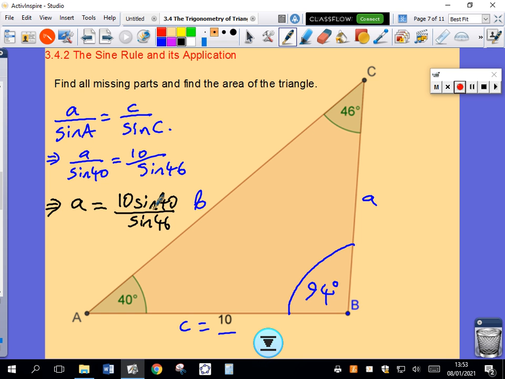And that value just goes straight into your calculator. I have no idea what it is. They're not special angles. You can't do it in your head. So you'll need your calculator to solve that. And just plug it straight in.